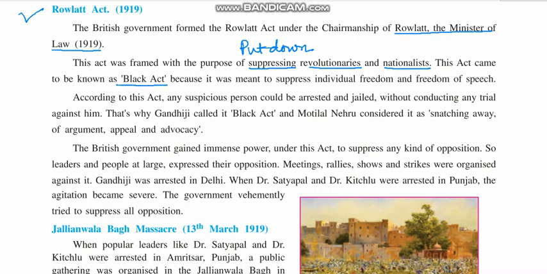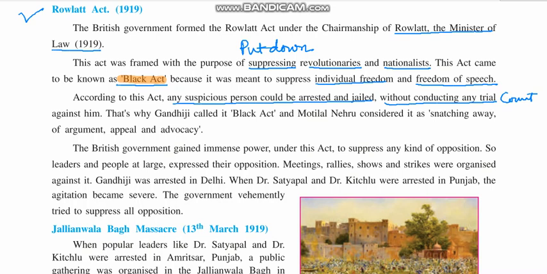Remember it. This act was known as the Black Act because it was meant to suppress individual freedom. People were arrested without any reason or support. Individual freedom and freedom of speech both were suppressed, and that's why it was known as the Black Act. According to this act, any suspicious person could be arrested and jailed without conducting any trial, without going for any court case against him.